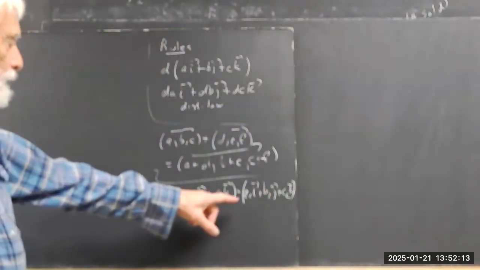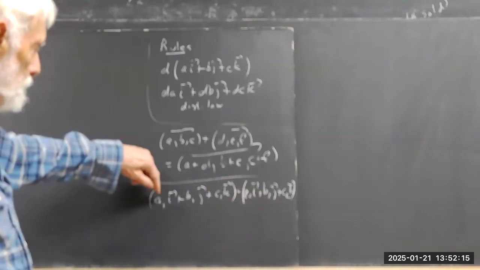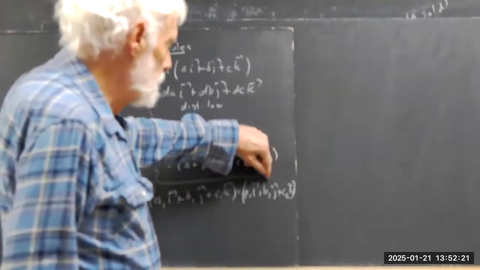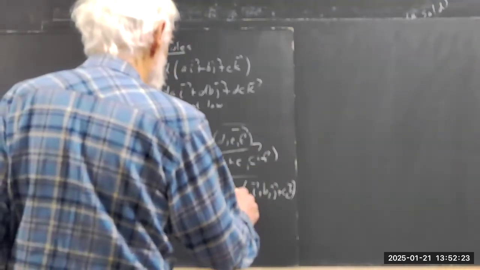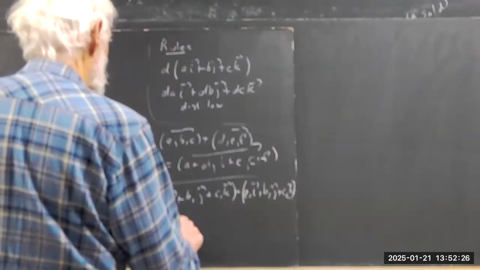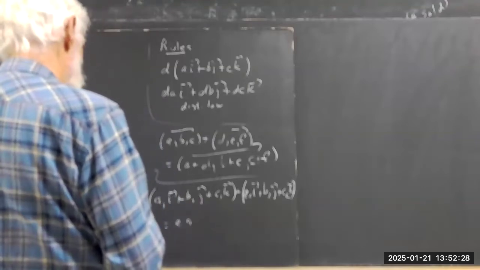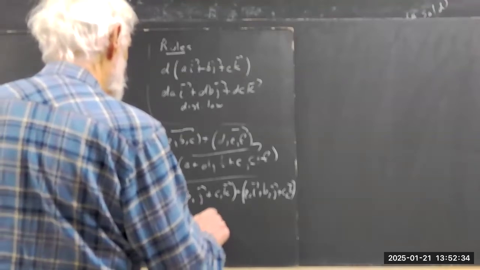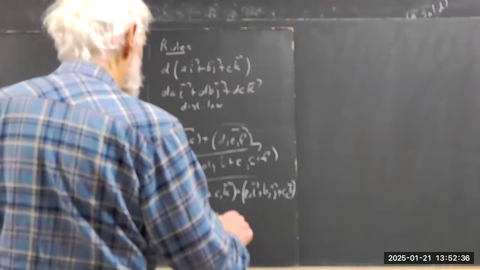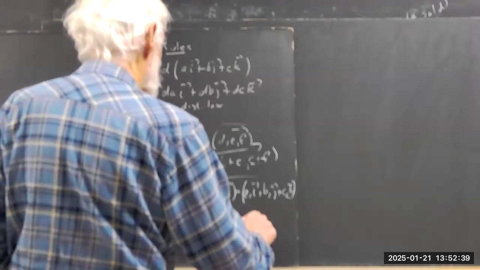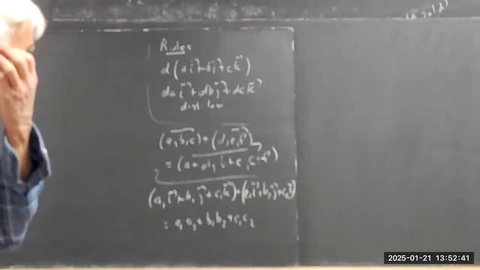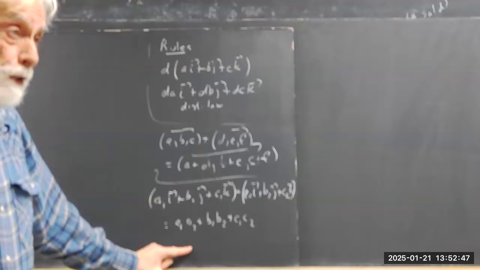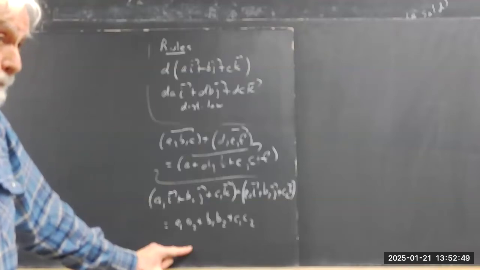That might be a little hard to read. That's an A2 there. Didn't come out very well, but A1I plus B1J plus C1K dotted with A2I plus B2J plus C2K equals, chalk is not writing well, A1A2 plus B1B2 plus C1C2. These are vectors. This is just a number. There's no I, J, K. Okay.